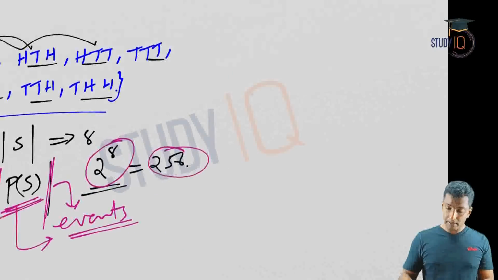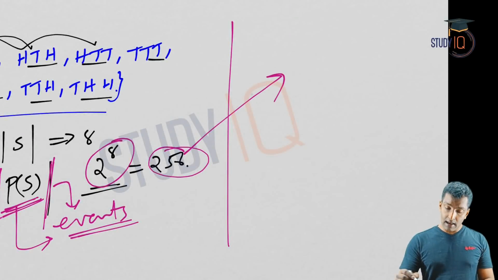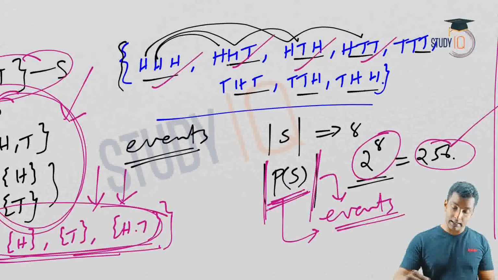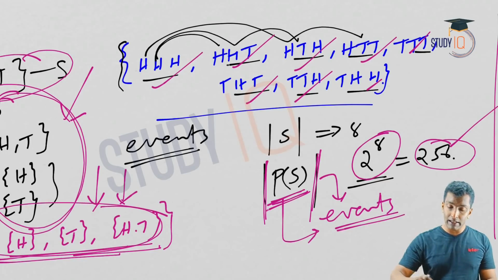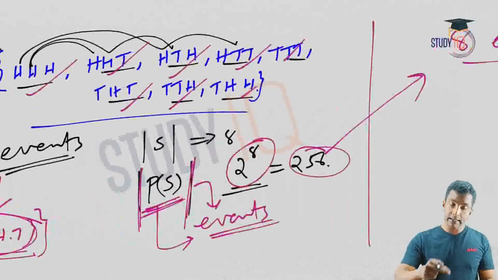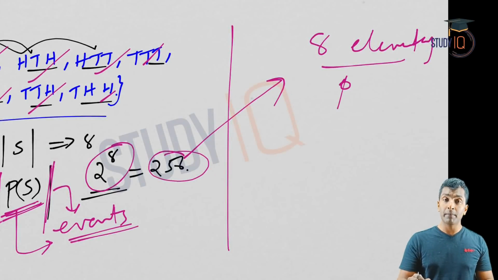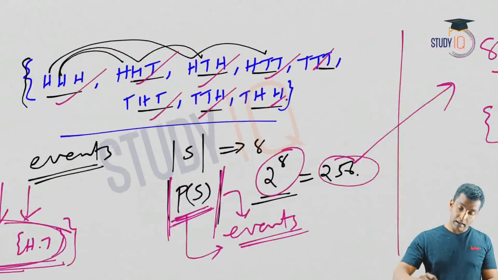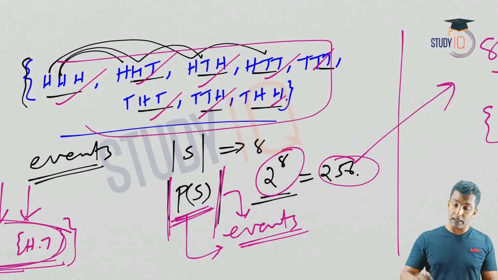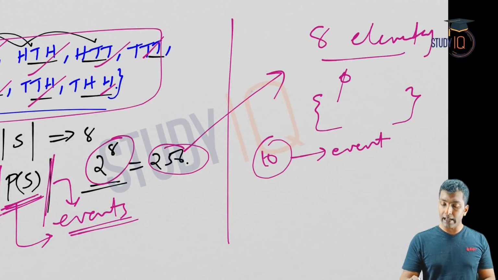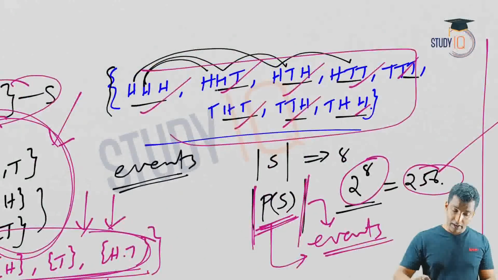Now if you observe, this is 256 events, out of which 8 are elementary, which we clearly know. These are the 8 events which are actually there in the sample space. These are elementary events, that means singleton subsets are elementary events. So 8 elementary events. Then one we know, that is the null set. Then we know the sample space itself is a subset. So already 10 events we clearly know. Now other events we can define.